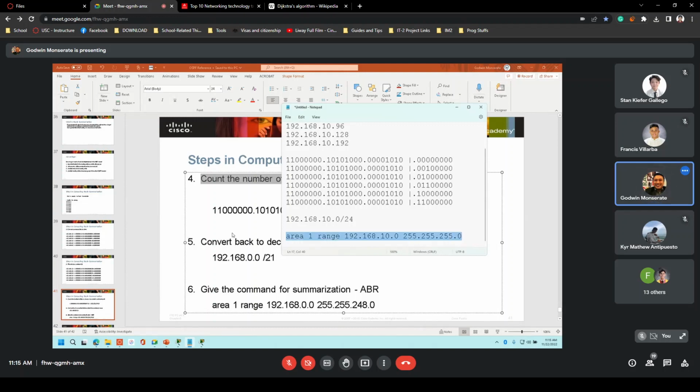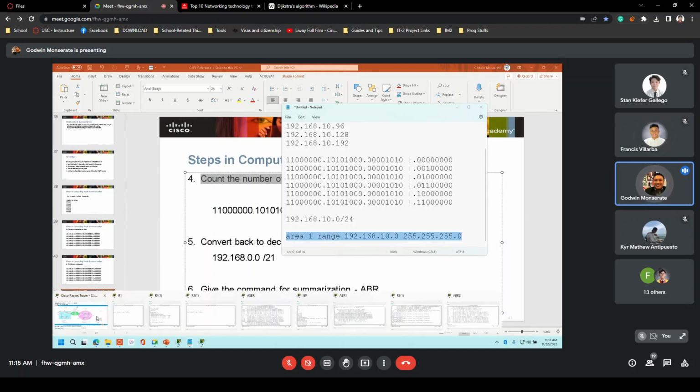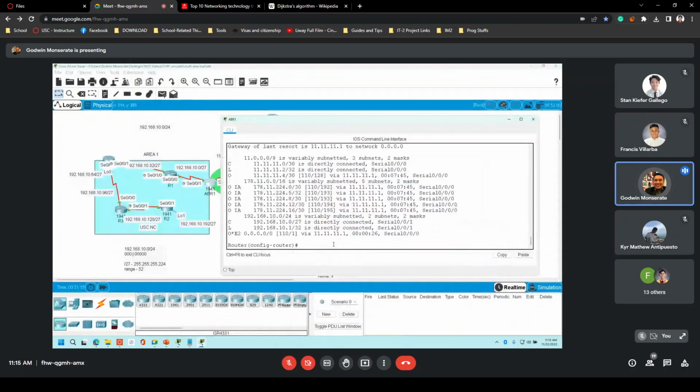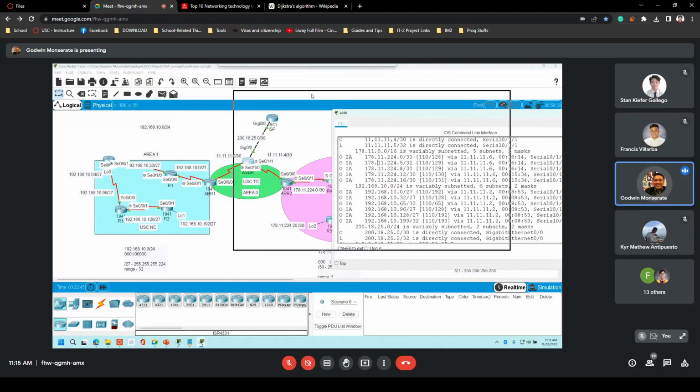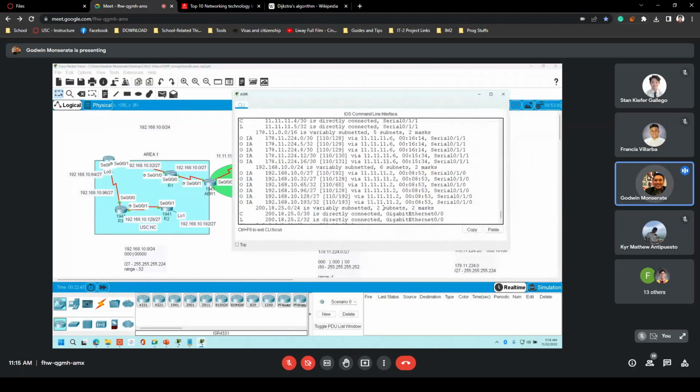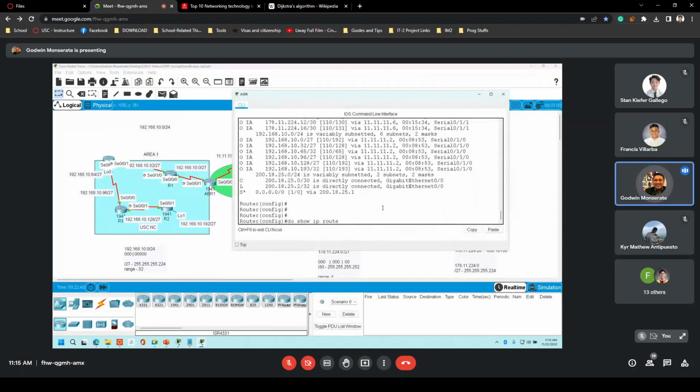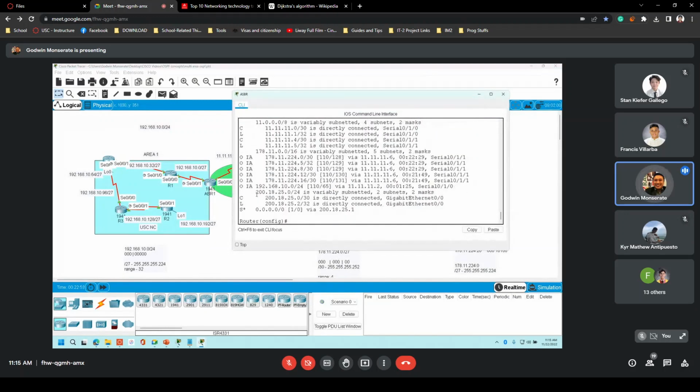Did you understand? Copy this. You go to our ABR here. Under OSPF, right click, paste. Okay? Enter. So what happens? If you look at your ABR here, or the ASBR, look at the 192. If I do show IP route, look at the 192 now. It has been summarized into this address. Understood? Yes, sir.